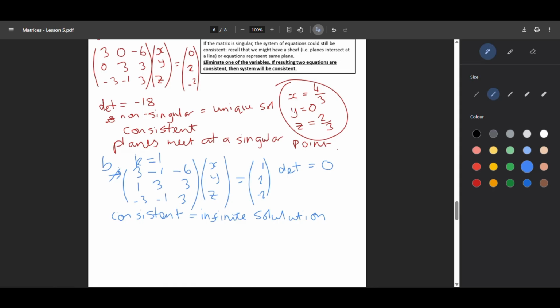So they're not the same equation. They are not the same plane. So therefore, it must be a sheaf. That should say sheaf. So therefore it's a sheaf because they're not the same plane. And you can again prove that with algebra. So let's have a look at part C.